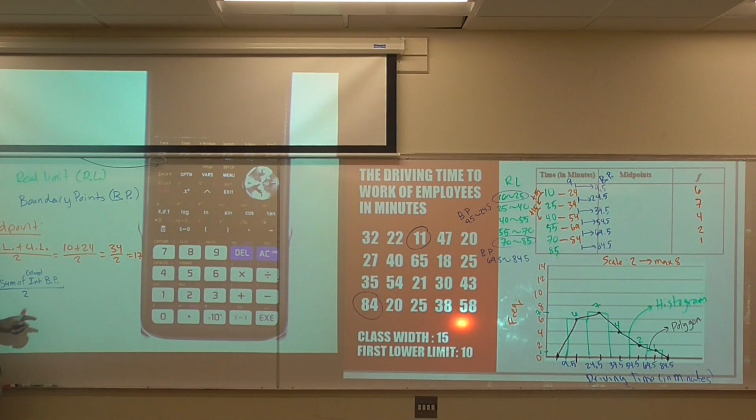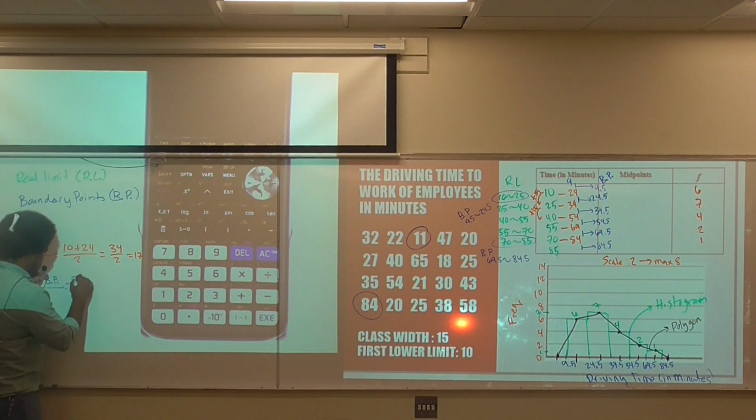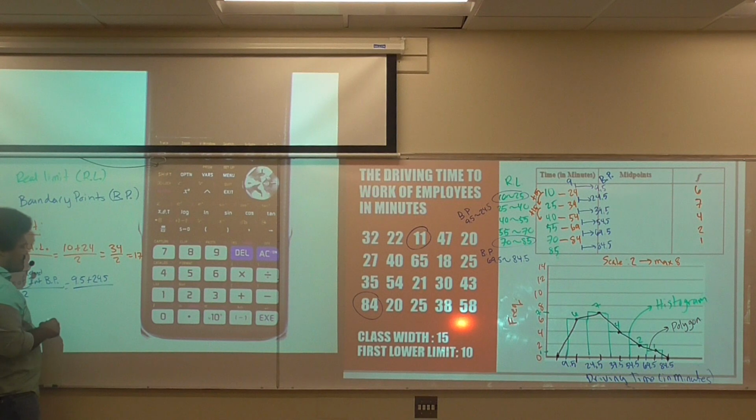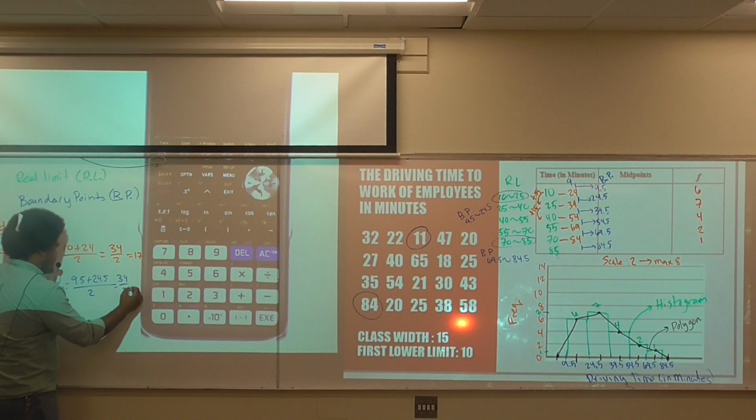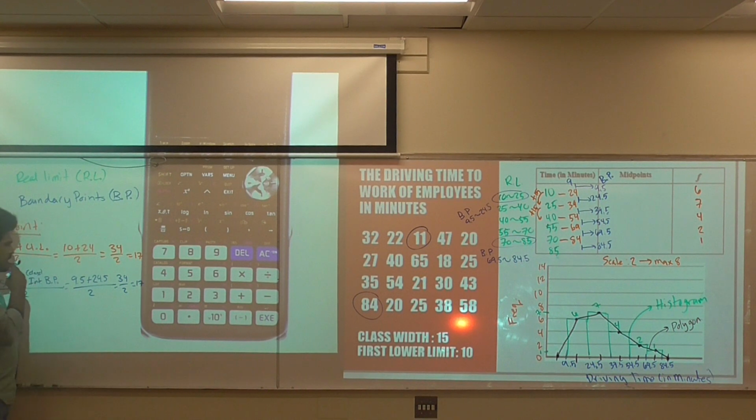If we look at the same boundary points for the same class, we know the boundary points are 9.5 plus 24.5. When we do this one, we end with the same value, which is 34 over 2 again, and that's 17. So I keep to this boundary because that's what I see on the graph, and I just use it.